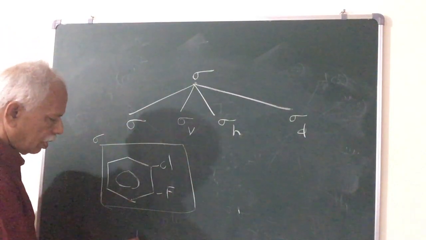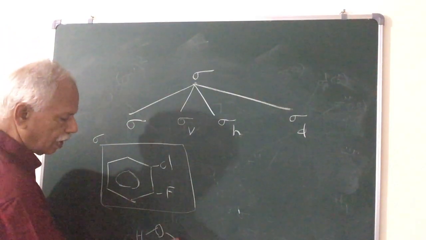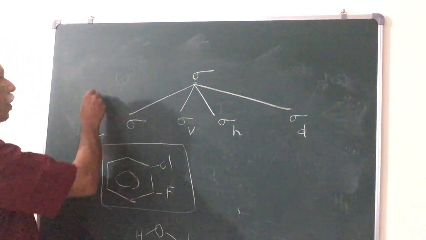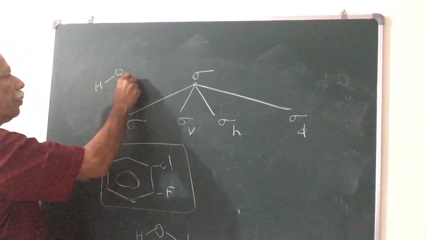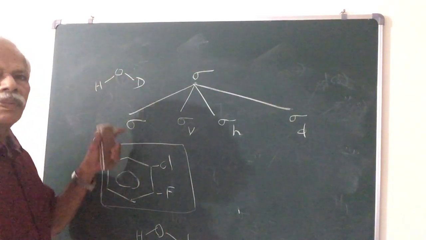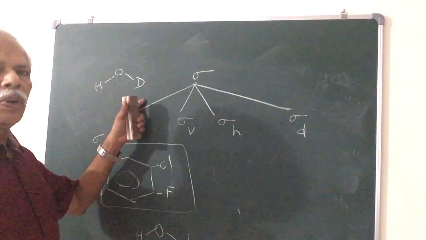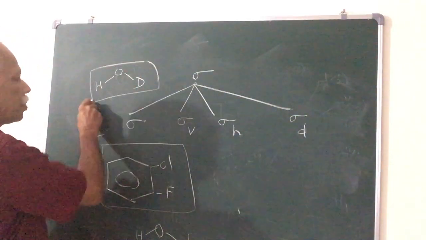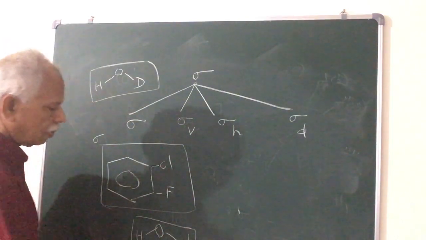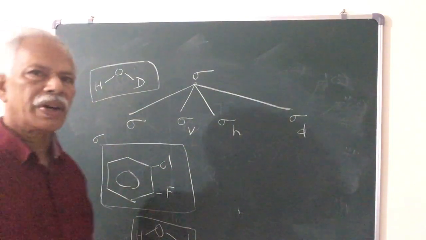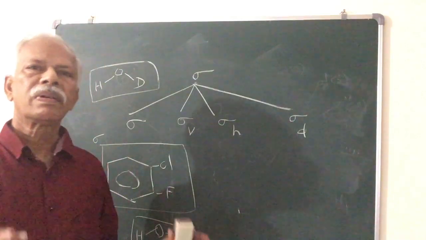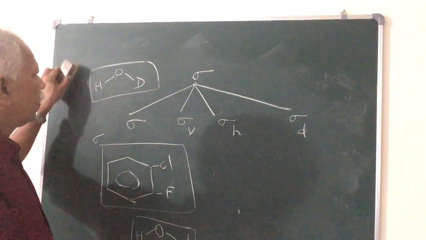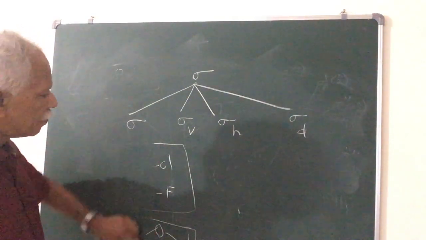Another example is HOCl, hypochlorous acid, or even HOD, monodeuterated water. All these are planar molecules but possess no other element of symmetry, and their plane is the plane of symmetry. Then what is a vertical plane of symmetry?